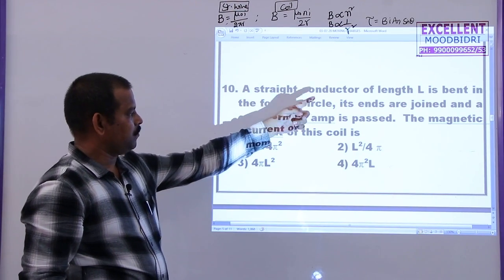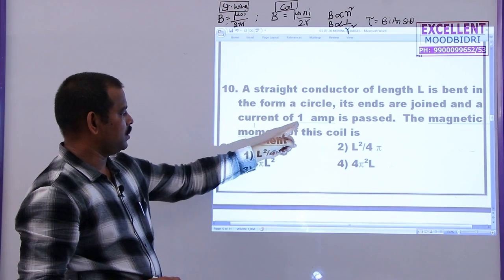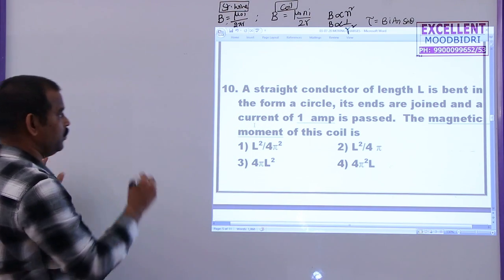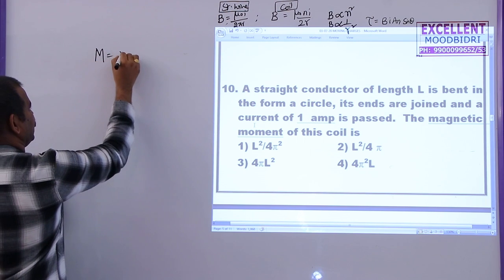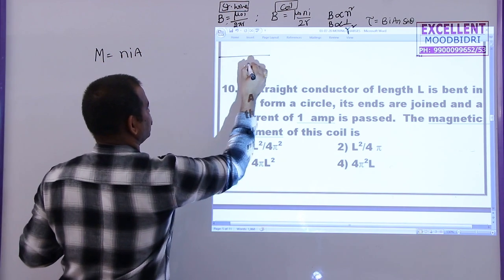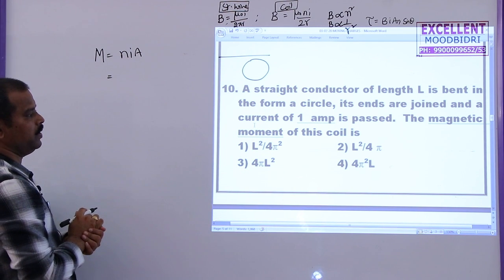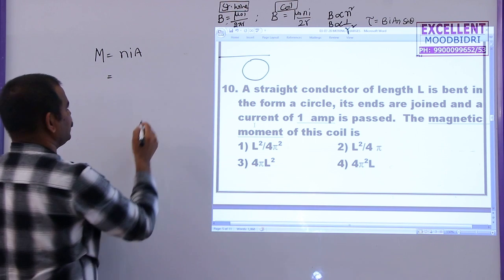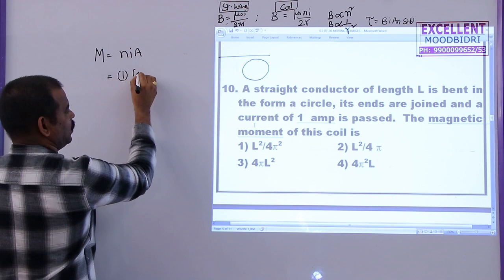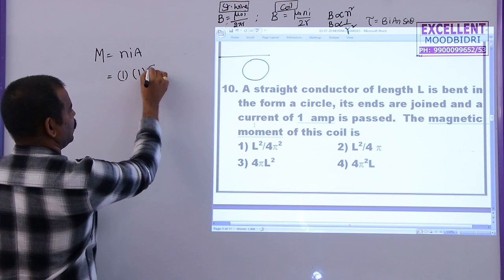A straight conductor of length L is bent in the form of a circle. Its ends are joined and a current of 1 ampere is passed. What is the magnetic moment? The magnetic moment of a coil is given by NIA, where n is the number of turns, but here a straight wire is bent in the form of a circle with its ends joined. Number of turns is 1. Current is given as I, that is 1 ampere, and area?